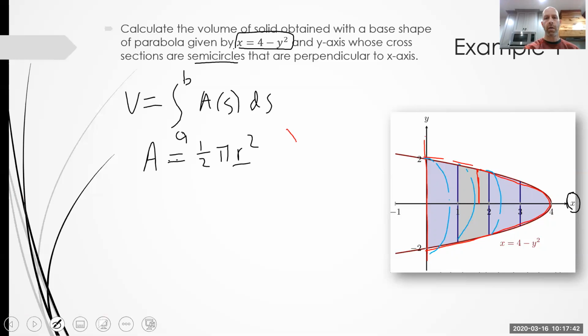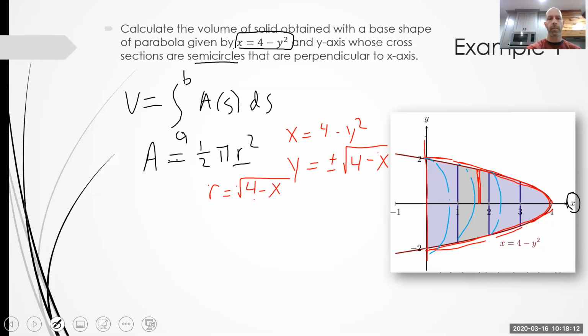So if we solve x equals 4 minus y squared for y, it'll turn out that you'll find that y is equal to plus or minus the square root of 4 minus x. Now we don't need to worry about the plus or minus. The plus is just the top half of the curve. The minus is the bottom half of the curve. We only need the top half. So our radius here is going to be defined as the square root of 4 minus x.